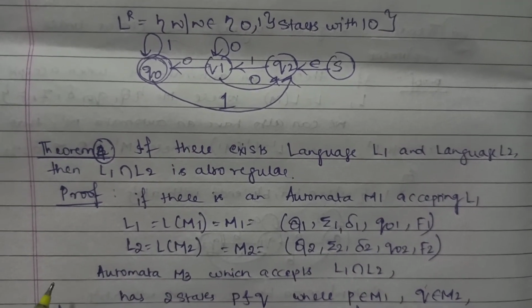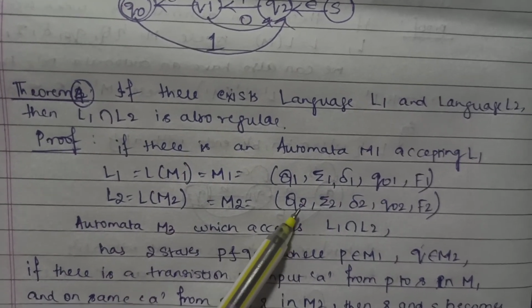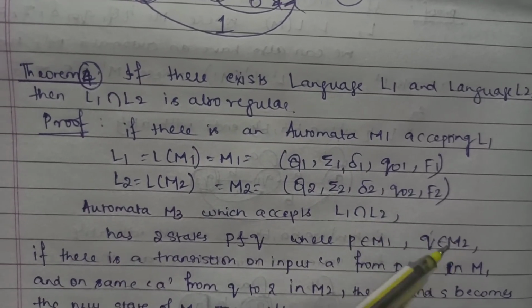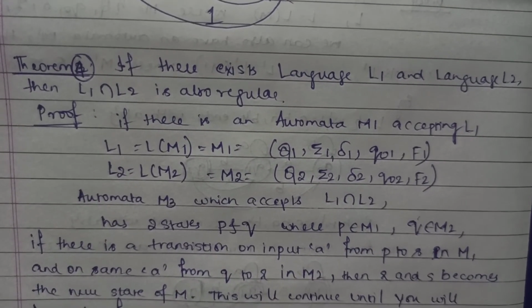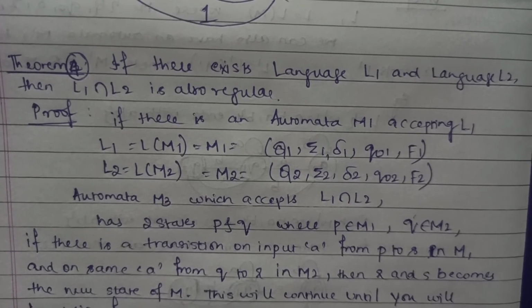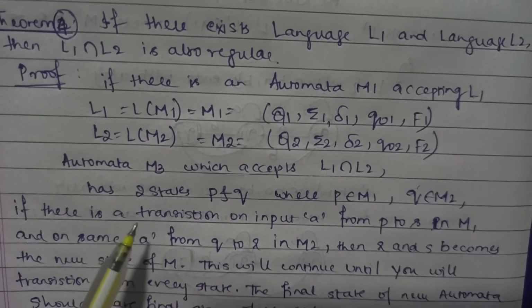And suppose you have a language L2 which is accepted by an automaton M2, represented using Q2, sigma 2, delta 2, Q0 2 and F2. You can also have another automaton M3 which accepts the language L1 intersection L2. So for that you have some theory, so you have to write the theory.